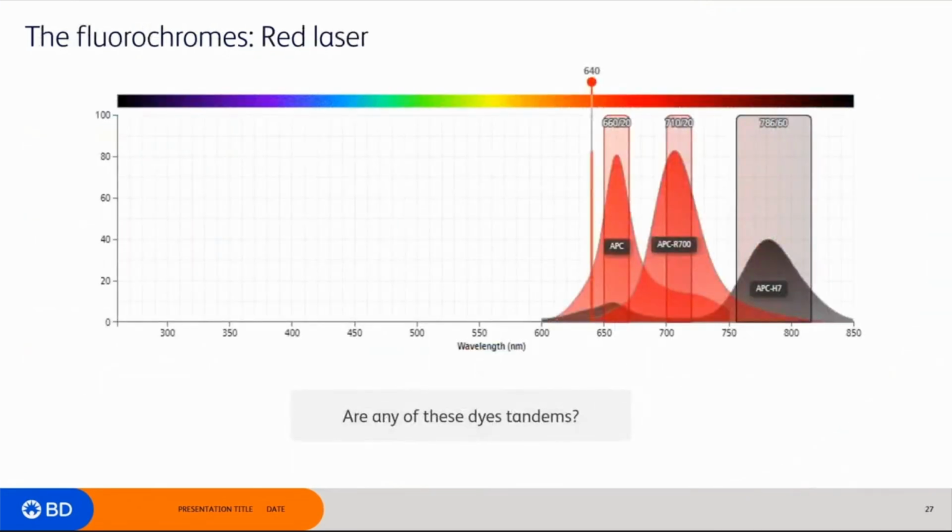So your instrument might have a red laser in addition to the blue laser. And here are some fluorochromes excited by the red laser, APC R700 and APC S7. But are any of these tandem dyes? Here, APC R700 and APC S7 are tandem dyes of APC. You can guess these are tandem dyes because of their names. Oftentimes, tandem dyes have both donor and acceptor molecules in the name, but that's not always the case, and I will show that later, what I mean by this.